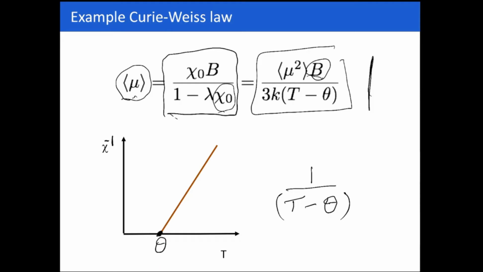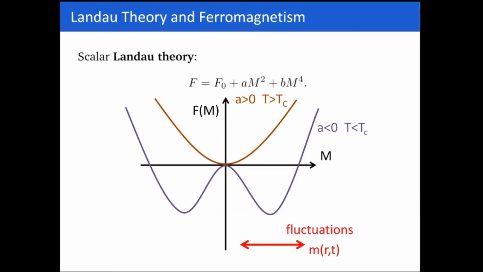So the Curie-Weiss law is a simple example of mean field theory that you may have, well, should have already seen in your undergraduate master's courses. Another example of mean field theory is actually Landau theory, which we will be using a type of Landau theory to look at ferromagnetism in metals in a minute.